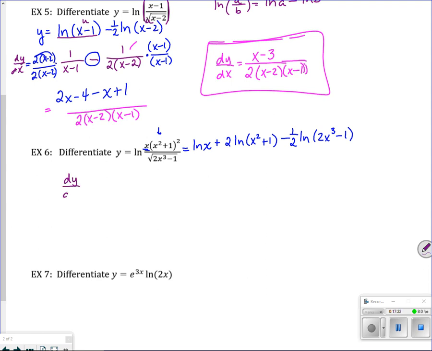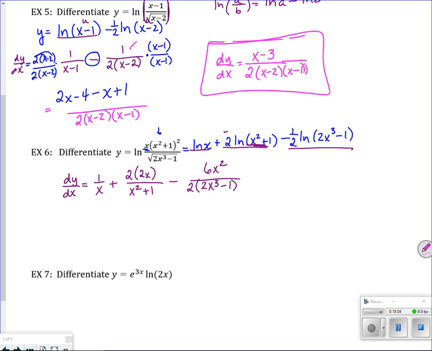rewriting the original. So I'm now going to go down the line, with each of these 3 things, and find the derivative of each thing. So the derivative of ln of x is 1 over x plus this 2 is going to be on top. My u is x squared plus 1. And then I multiply by the derivative on top, which would be 2x minus, again, you have the half on the bottom. I have 2x cubed minus 1. The derivative of that would be 6x squared.